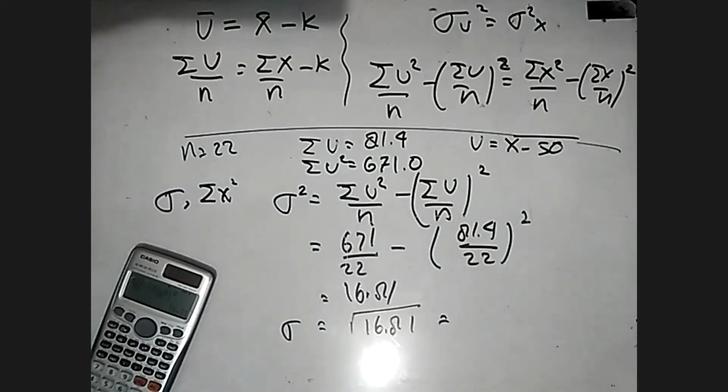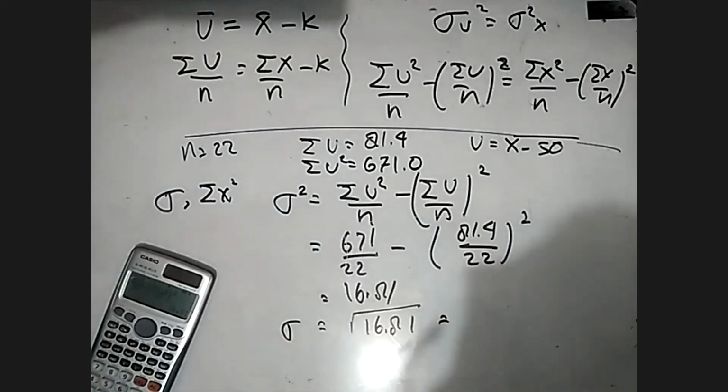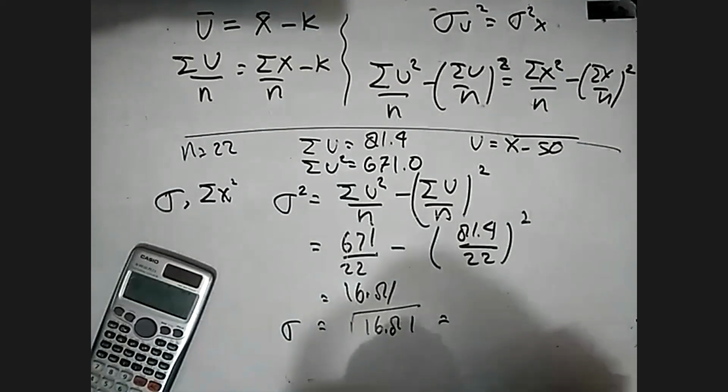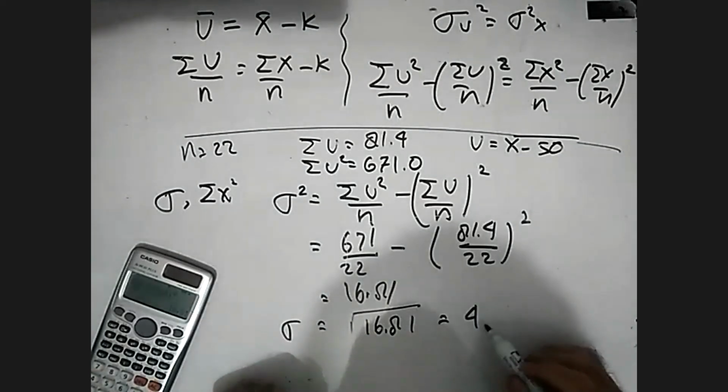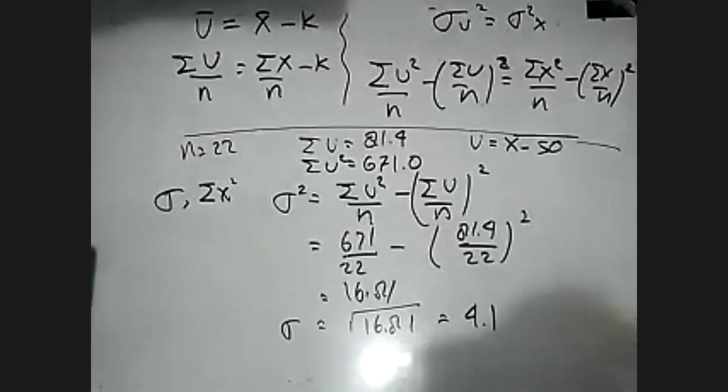That will be Tiffany, right? Tiffany, what is sigma then? 4.1. Yeah. You have the sigma now, 4.1.